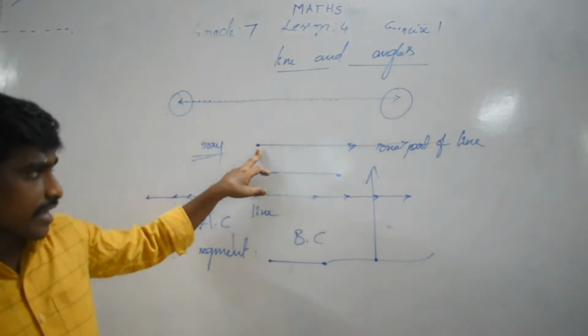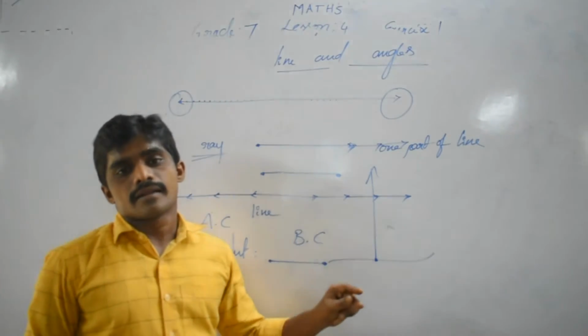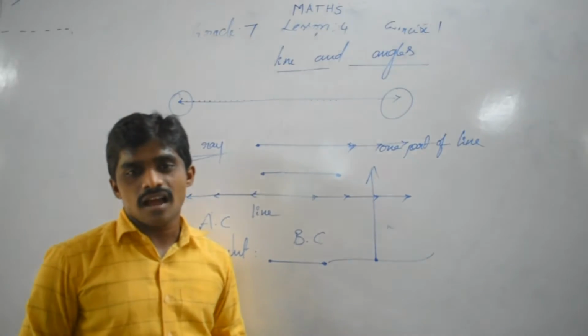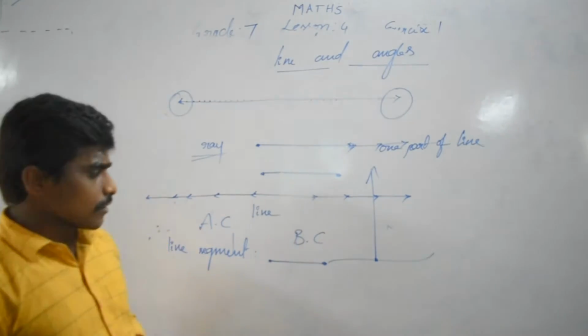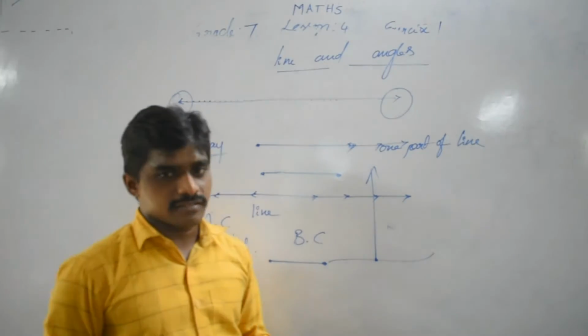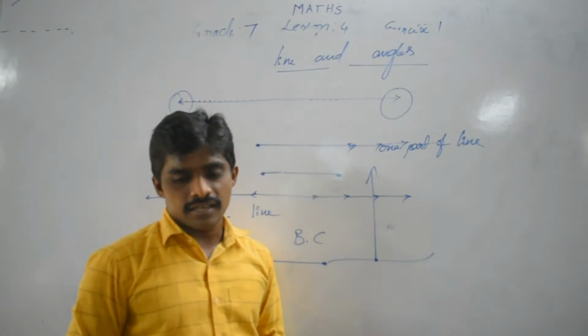Only one side point, another side arrow, that is called a ray. Both sides arrows, that is called a line. So lines are of different kinds: parallel lines, perpendicular lines, intersecting lines.